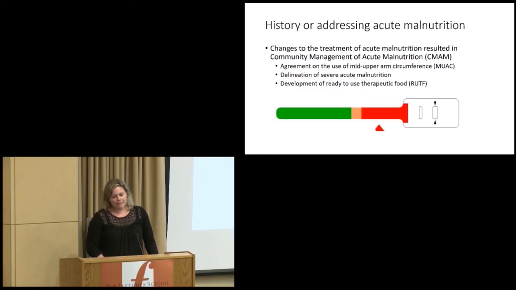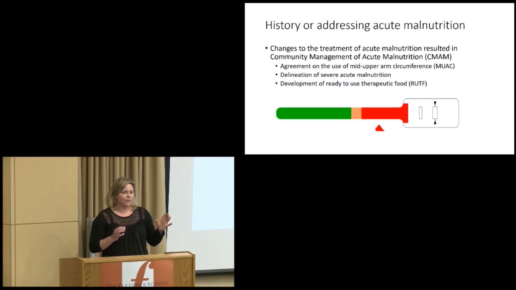And so 3 main things changed about 18 years ago, in 1999, 2000. And those 3 changes allowed for the inpatient treatment to be moved more into the home and into the communities. These 3 things included the adoption of MUAC, or the mid-upper arm circumference, as an independent criteria for defining children, particularly children between 6 and 59 months, as malnourished. And also this categorization of severe acute malnutrition.